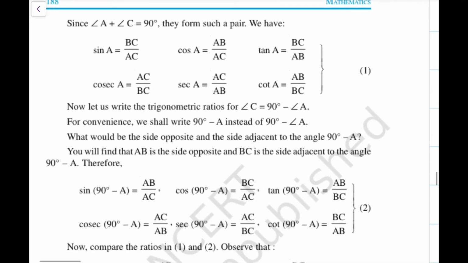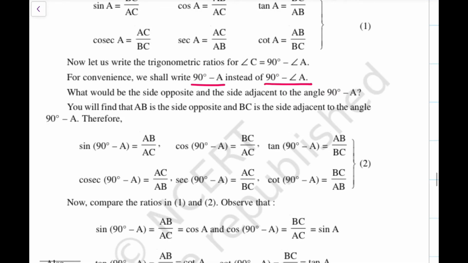Now let us write the trigonometric ratios of C. It will be 90 minus angle A. For convenience, we will use 90 minus A instead of 90 minus angle A. So the trigonometric ratios of 90 minus A, that is angle C, are: sine 90 minus A is AB upon AC, cos 90 minus A is BC upon AC, tan 90 minus A is AB upon BC, cosec 90 minus A is AC upon AB, sec 90 minus A is AC upon BC, cot 90 minus A is equal to BC upon AB.